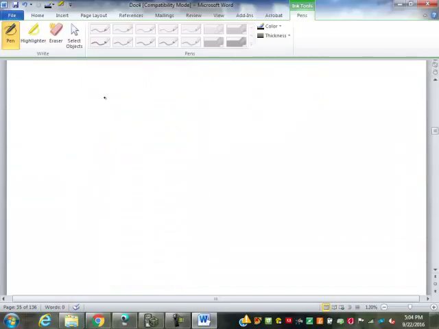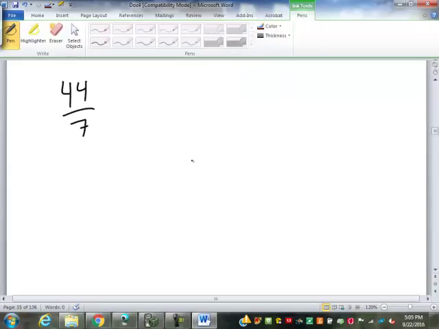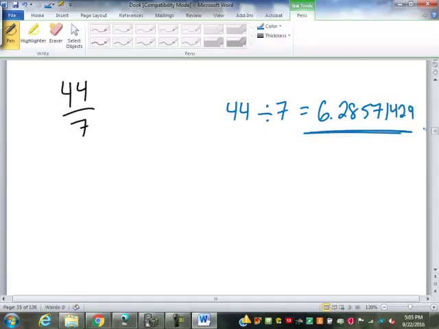The next thing I want to look at is what if we have something like this: 44 over 7. The 7 is saying it takes 7 pieces to make a whole object. We have enough pieces to make a whole object. In fact, we have enough pieces to make several whole objects. How can we figure out how many whole objects we can get out of this? Divide it, yeah. 44 divided by 7. If we divide that out, we get 6.28571429 approximately. What does that tell us?